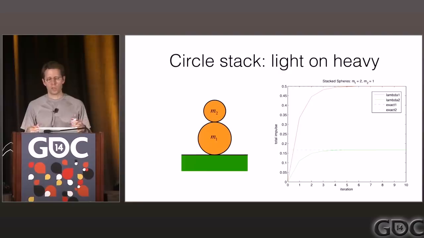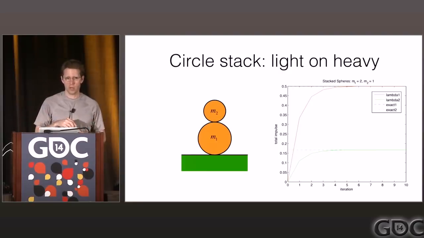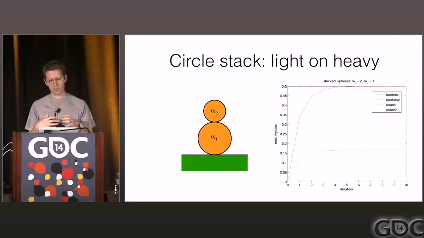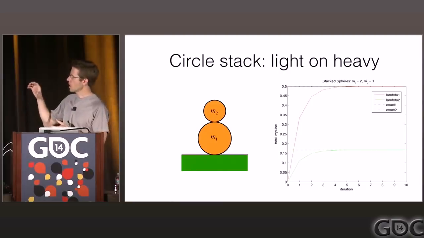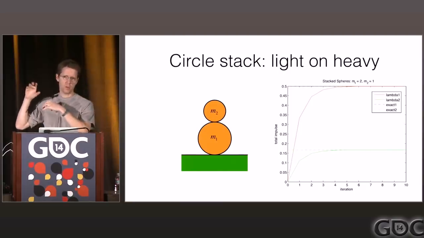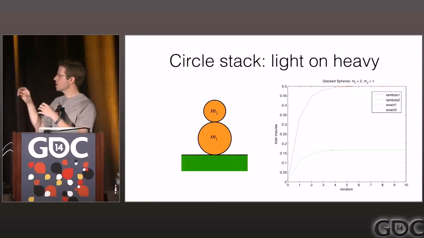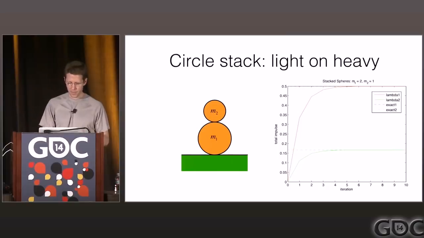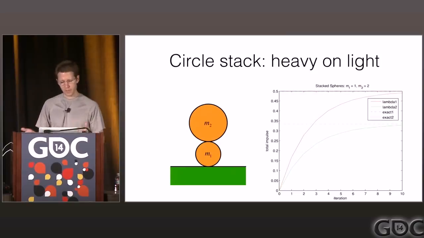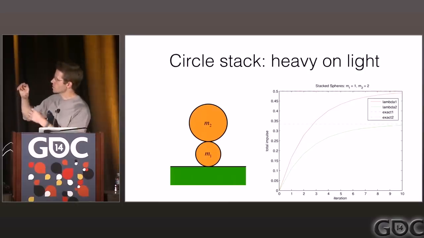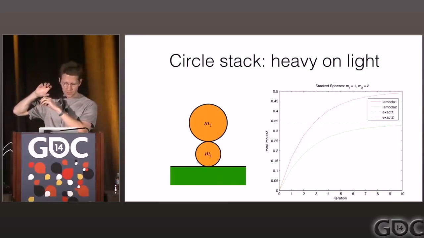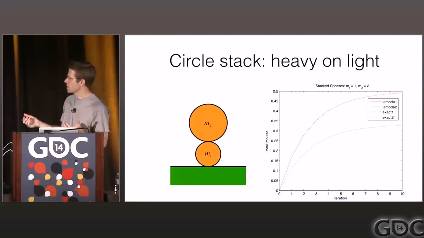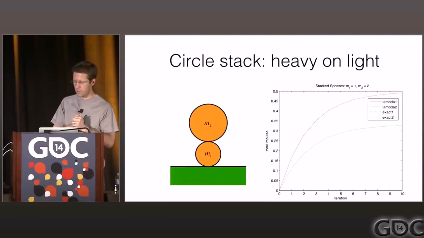Mass ratios are often quite a difficult problem for physics programmers, so I'm going to start looking at different mass ratios. How about a half-kilogram circle on top of a 1-kilogram circle? In this case, convergence actually got better. I only needed 3 iterations. Let's flip that around. Now I have a 1-kilogram circle on top of a half-kilogram circle. Now the convergence is much worse. I need around 10 iterations to get 95% convergence.